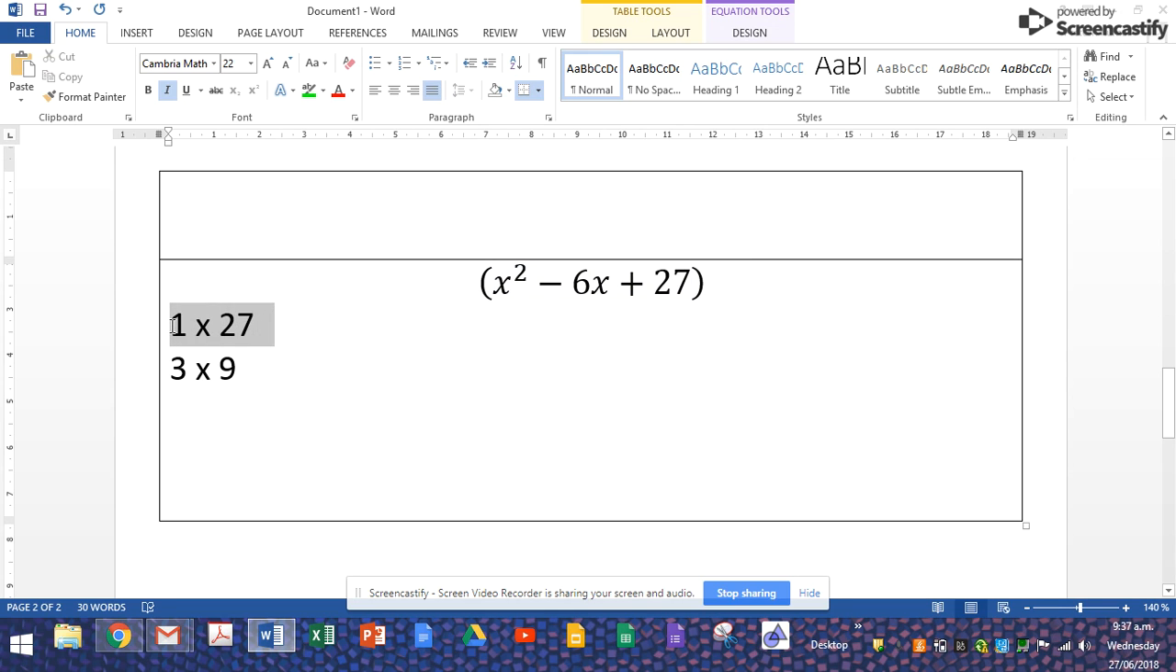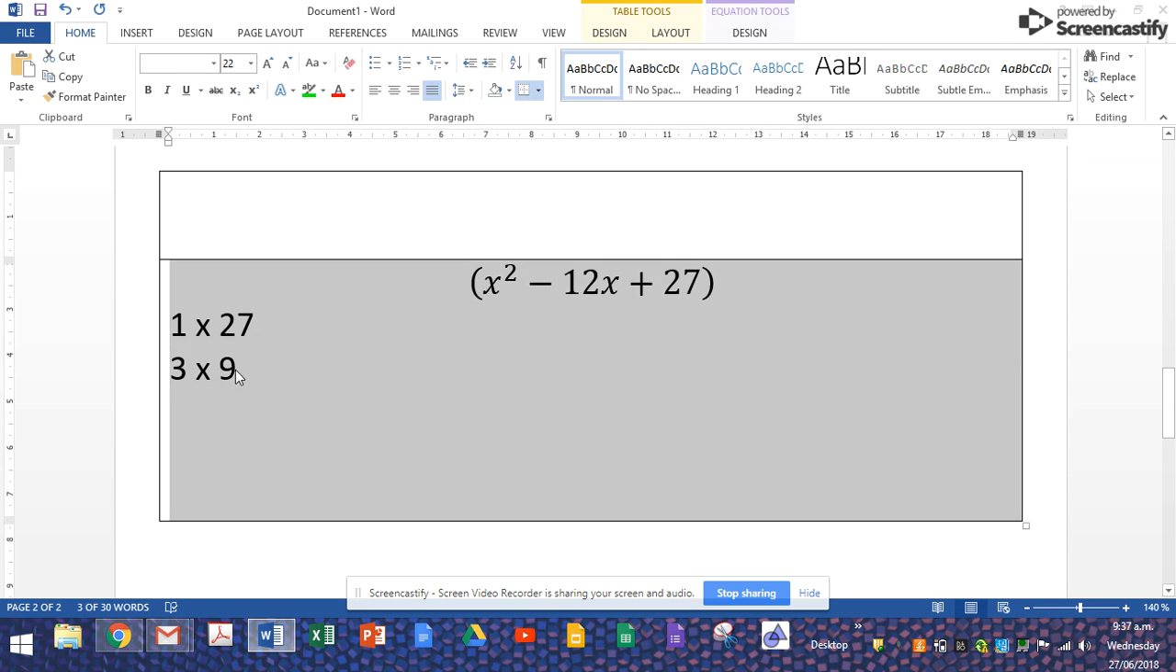How do we get a difference? Oops, I mucked up. That was a minus 12, folks. My apologies. That's negative 12. So how do we actually get negative 12 using either that or that? See, 1 and 27 will sum to give me 28 or have a difference of 26.